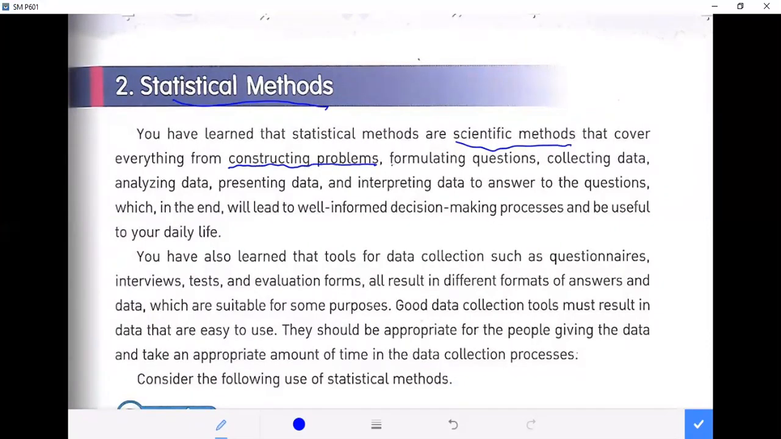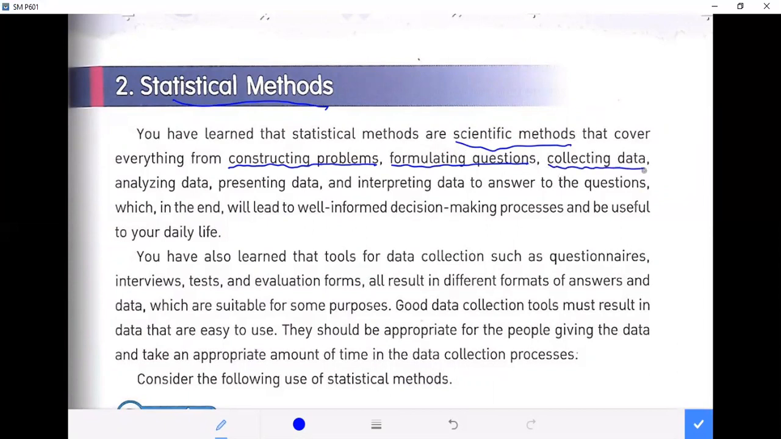Next one, formulating questions. What is that? When you have a problem, this one means you think about the questions that you want to ask. Do you want to ask something? So next, you know what you want to ask now. And all the questions need the answer, so you need to find the answers for that.